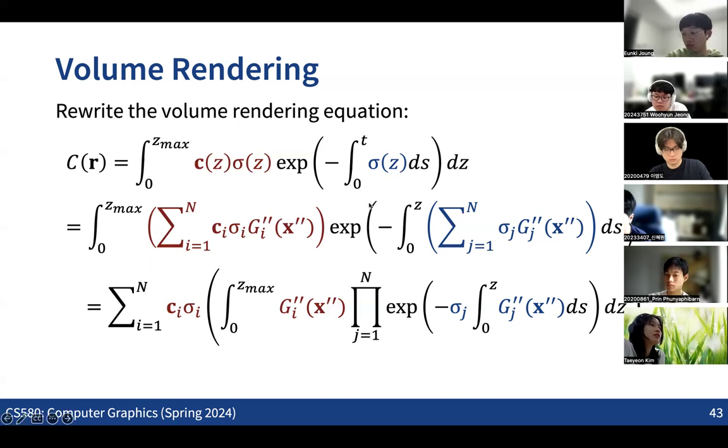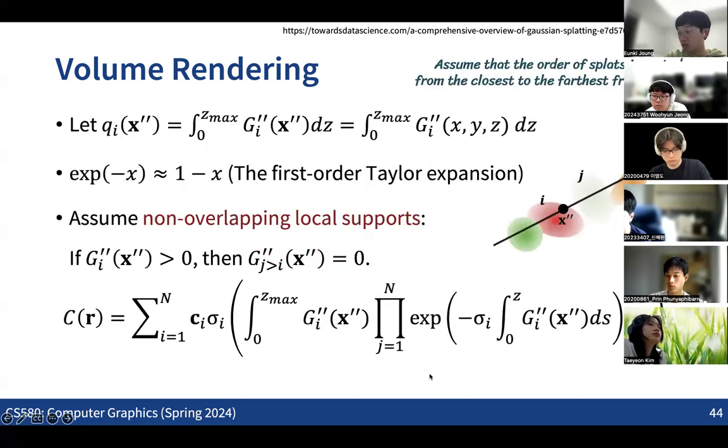So we rewrote the volume rendering equation like this, and we would like to further simplify it with some assumptions and tricks. There are obviously assumptions and approximations here, which means it doesn't need to be simplified in this specific way. But let's see the exact formulation that was introduced in this specific paper. First of all, we are going to introduce a new term, indicating the integral of the Gaussian splat along the ray direction. If we take the integral of the Gaussian splat along that specific ray direction to the end of the ray, we get this quantity, defined like this.